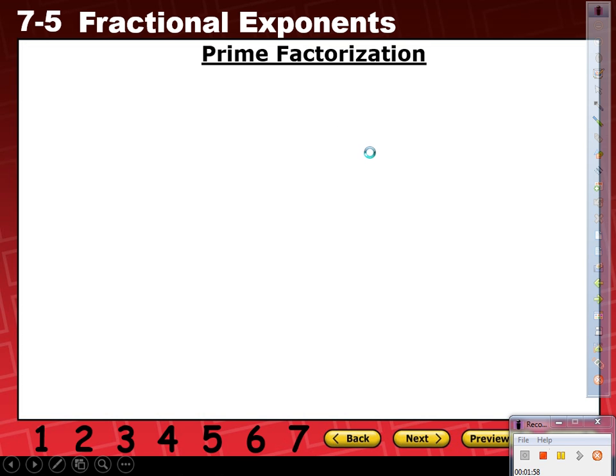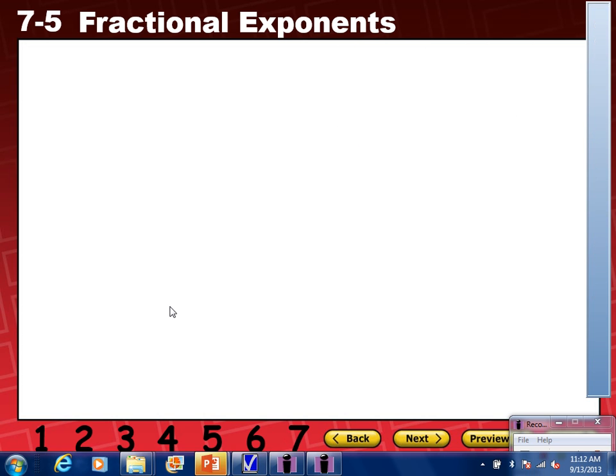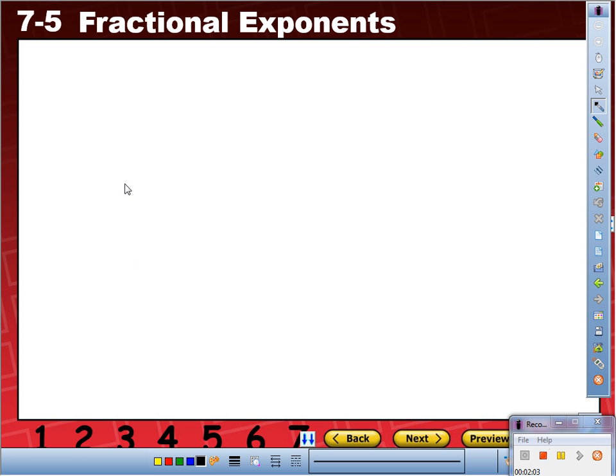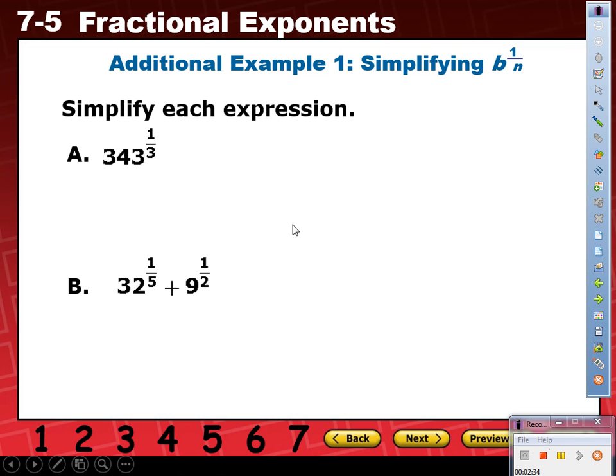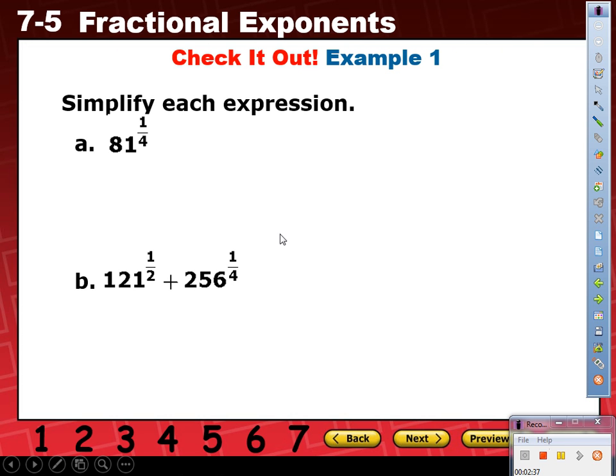Remember that? And then also I said from now on, let me show you how to rewrite some exponential expressions that have fractional exponents, such as x to the 1/4 becomes 4th root of x. Remember that? Same thing if I have, let's see, 16 to the 1/4, this becomes what? 4th root of 16. Remember that? All right, so we got through that. And then from there, I said, let's do some practice problems. We did these. Remember those? Then we did these. Remember those?